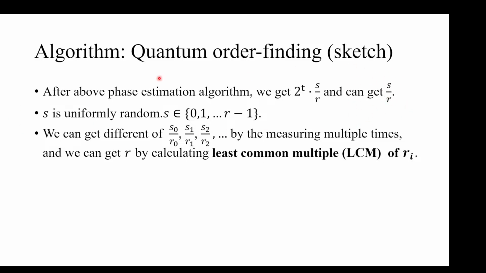So we'll get a random S over R, but that doesn't tell you what R is. You just get S over R as a number. Sorry, typo. And how you get R is you get a different S0 over R0, S1 over R1, and several of them, and calculate the least common multiple. Okay, and we'll see that in more detail.